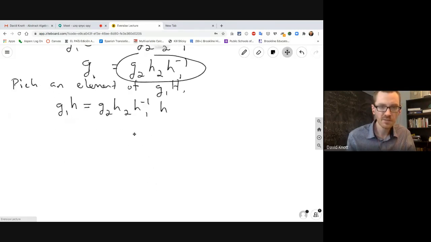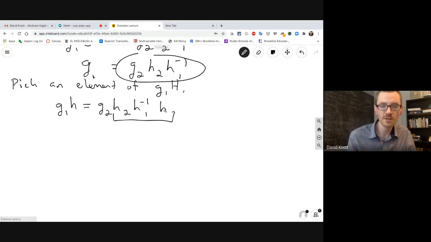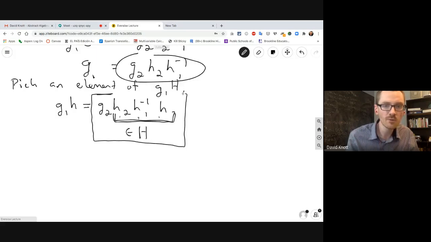Now, here is something very interesting. This string of three elements, H2, H1 inverse, H. But you remember what they are. H is an element of capital H, an element of the subgroup. H2 is also an element of the subgroup. H1 is an element of the subgroup, and we know from the definition of a subgroup, the inverse of an element of a subgroup is also in the subgroup. So all three of these are elements of the subgroup capital H, which means their product is also an element of H. So this whole thing right here is really just one big element of H. And the thing to understand is that it's telling you that this whole expression here is of the form G2 times some element of H.